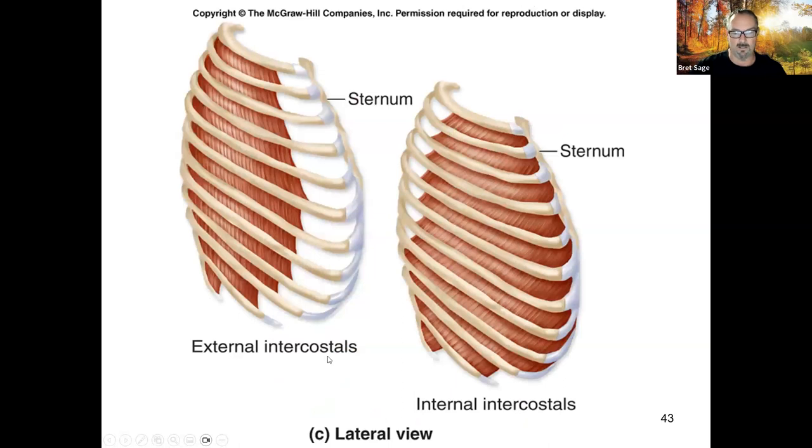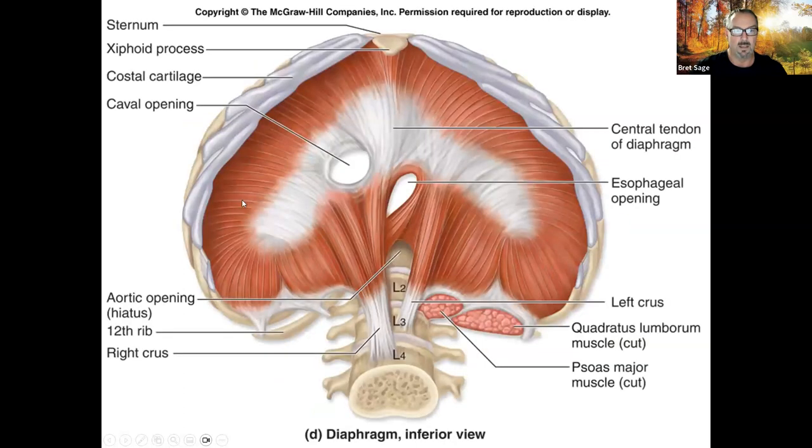So external intercostals and internal intercostals, you can see the fibers move in different directions and they have different functions. This shows you the diaphragm. You can see the esophageal opening. This is the opening where the esophagus goes through, and the caval opening is where blood vessels go through.